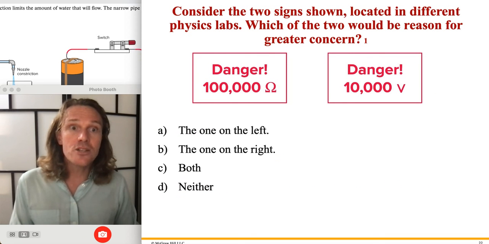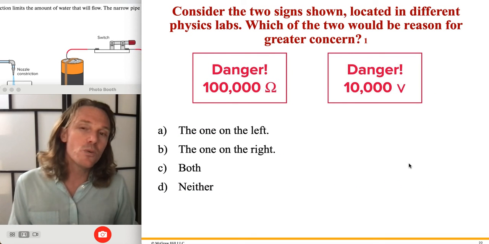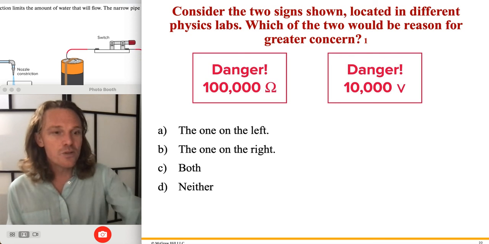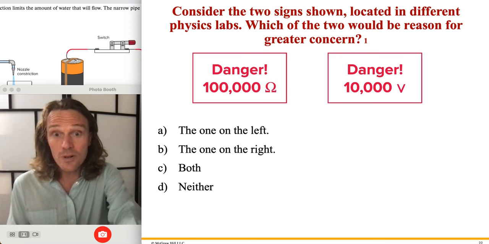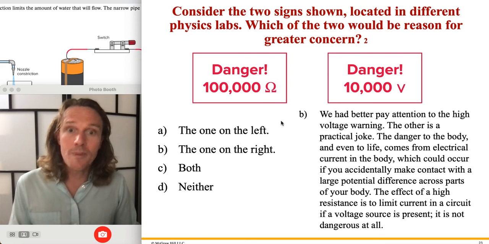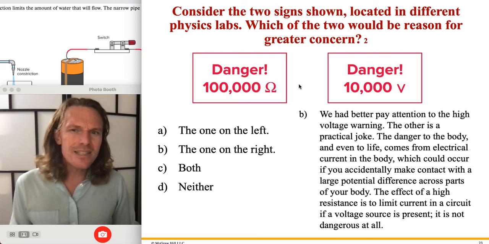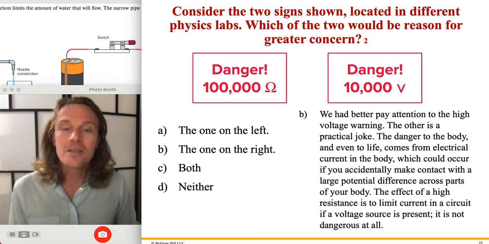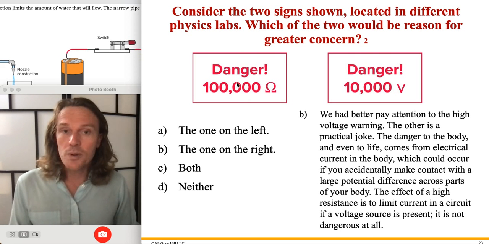So consider the two signs shown. Which one would give you greater concern? The question is kind of like, do you get a sense of the units? Have you seen them before? Yeah, so definitely higher voltage between these two would matter more. And if you're thinking to yourself, well, isn't there an expression that says it's not the volts that kill, it's the current, or it's the amps, right? But neither of these were amps, notice, right?